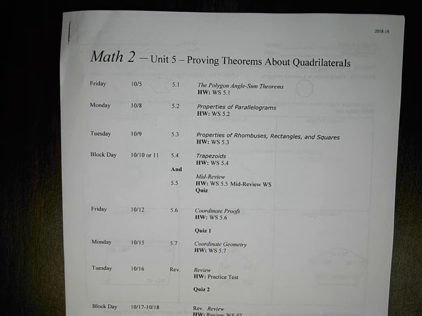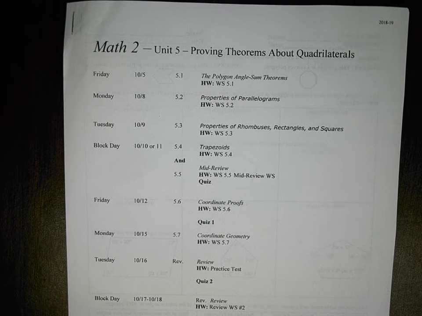Now, please remember, homework, quizzes from the previous unit can be made up for full credit until the end of the next unit. So Unit 4 material, homework and quizzes, you can make them up until the end of Unit 5.